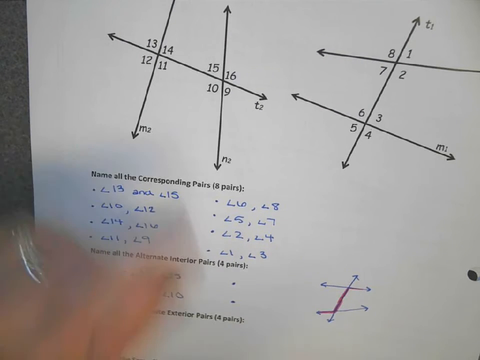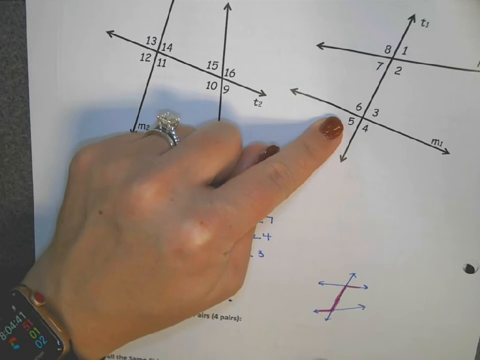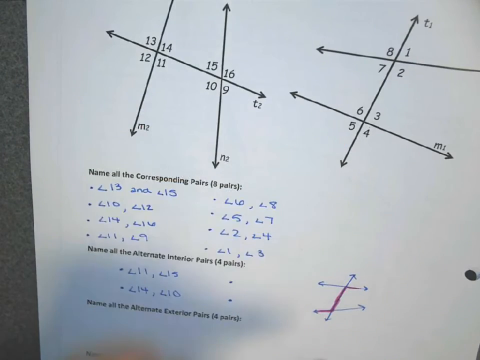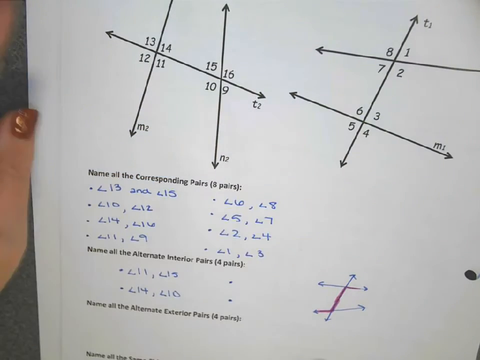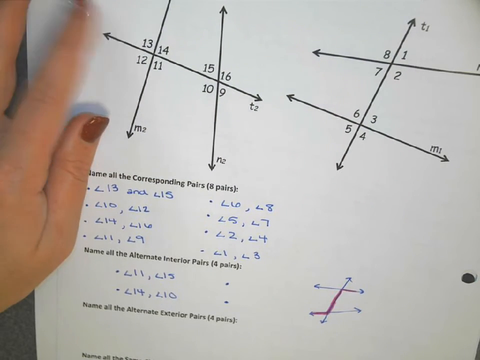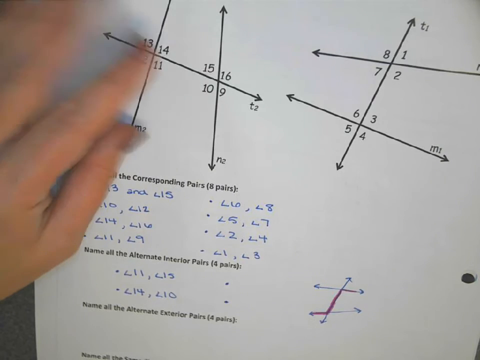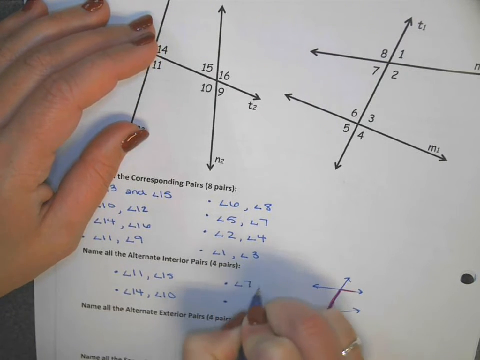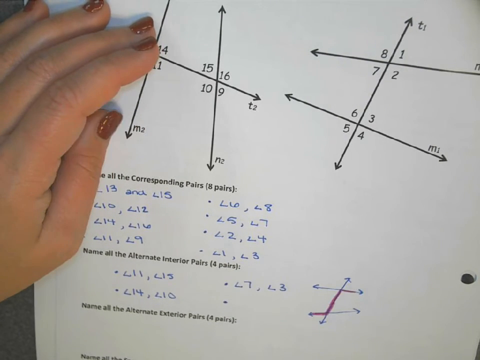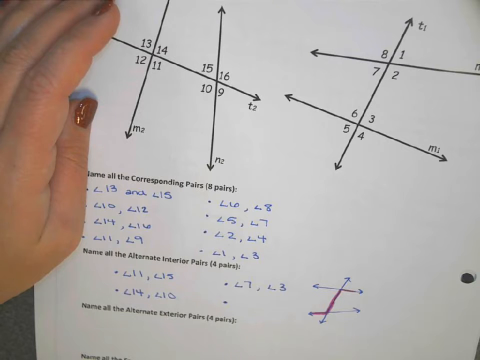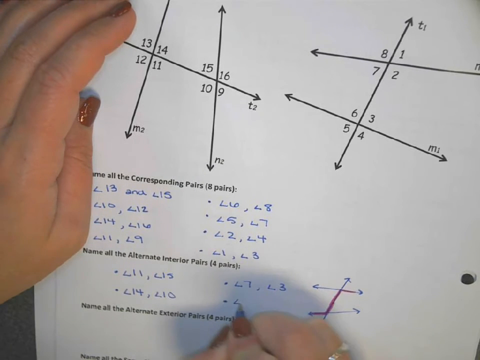All right, so we did the two pairs on this one. We have to look at this one and come up with the two pairs. So raise your hand if you can tell me a pair on this one. Go ahead. Angle 7 and angle 3 will be a pair. Okay, there's one more on that. Go ahead. 6 and 2.